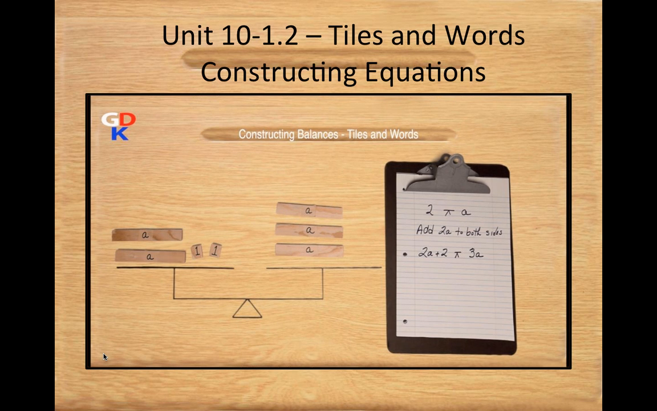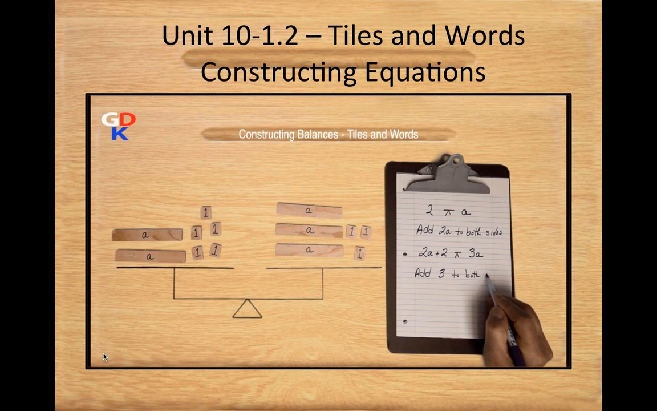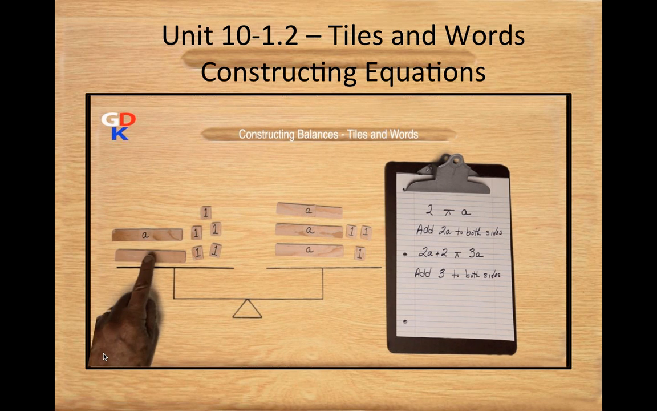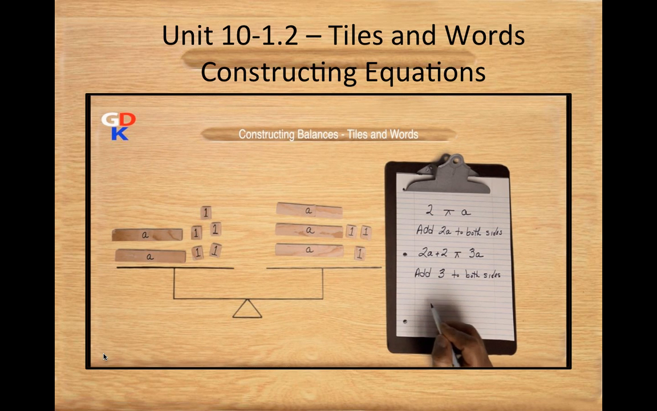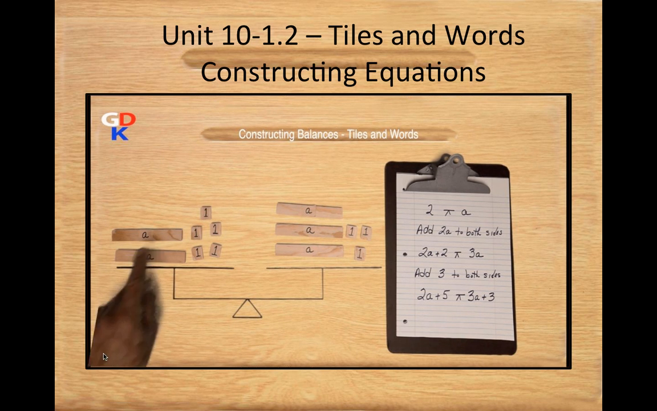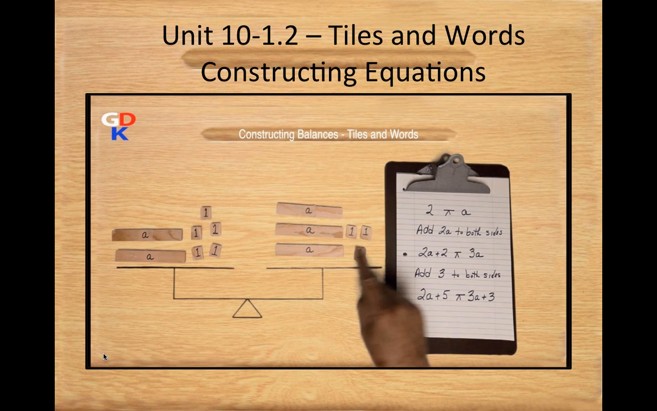Now, as we did before, we are going to add 3 ones to the right-hand side and 3 ones to the left-hand side. And we record that. Add 3 to both sides. And what we get when we do that is, on the left-hand side, we get 2 A's and 5 ones balancing 3 A's and 3 ones. And let's record that. So on the left-hand side of the balance, we have 2 A's plus 5 ones balancing 3 A's and 3 ones. So our final balance is 2A plus 5, or 2A and 5 ones balancing 3 A's and 3 ones.